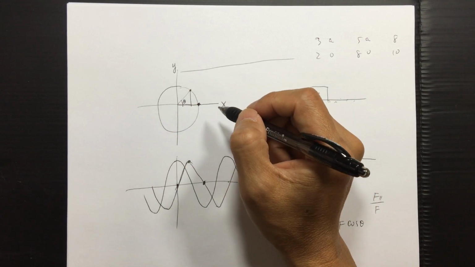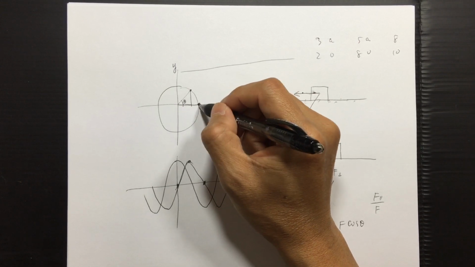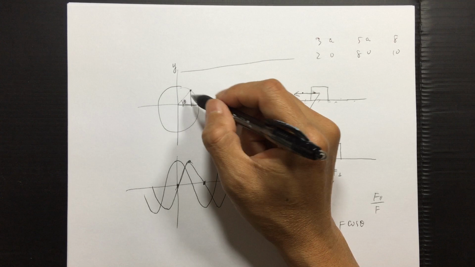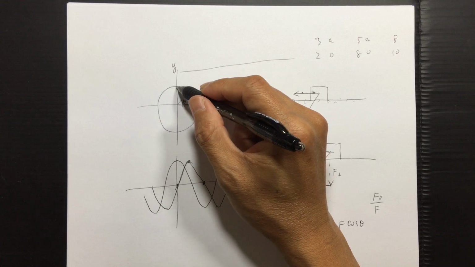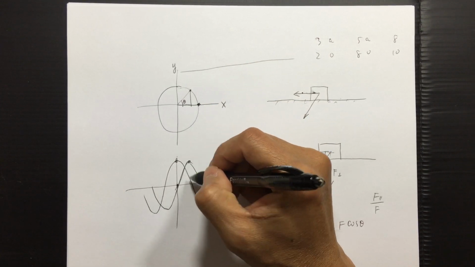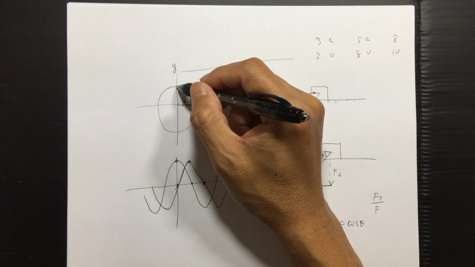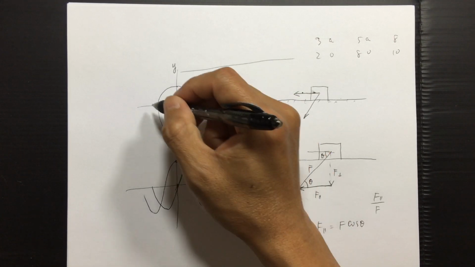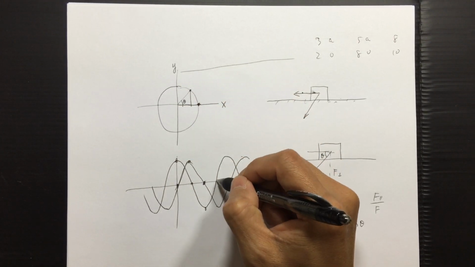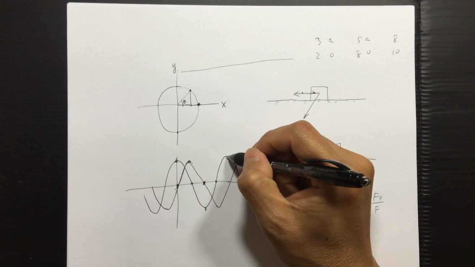For cosine theta, here is 1. Cosine is looking for x, right? You go to pi over 2 or 90 degrees, and this x becomes 0. Then it goes to the negative side. At pi it is minus 1, the extreme. Then it starts to swing back, back to 0 at 3 pi over 2. At 2 pi, everything goes back.